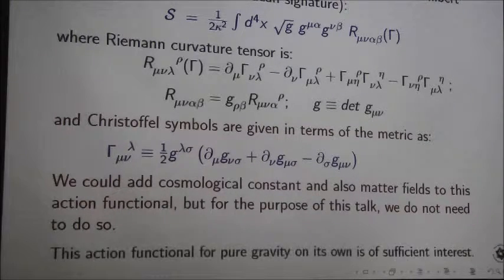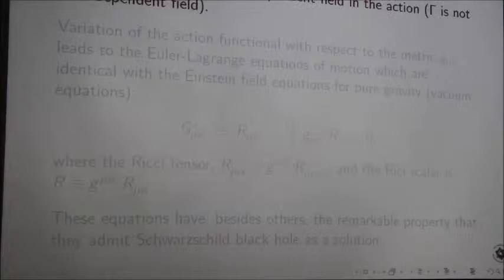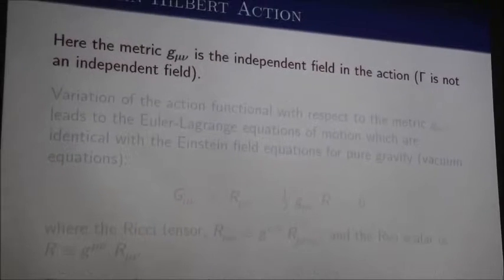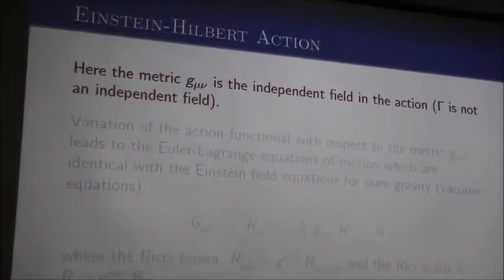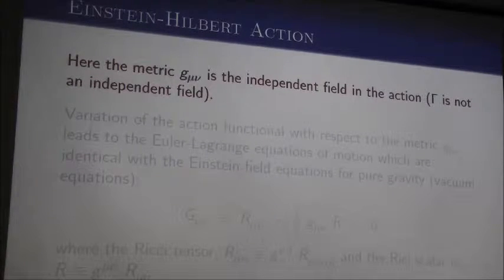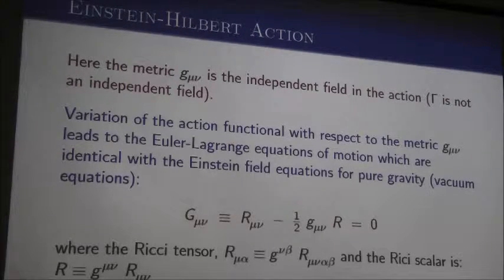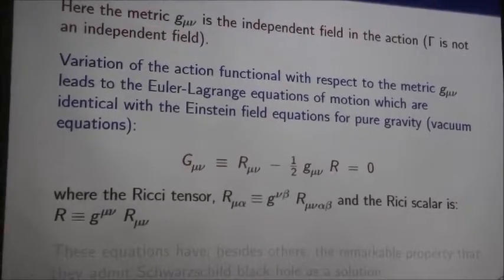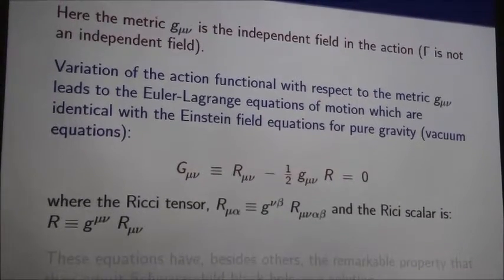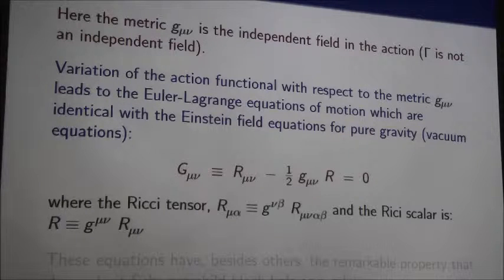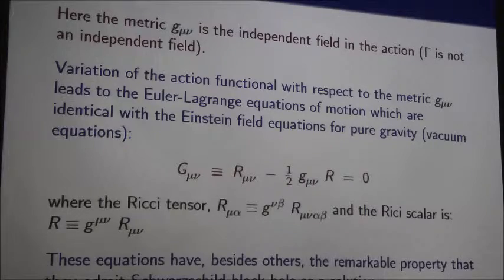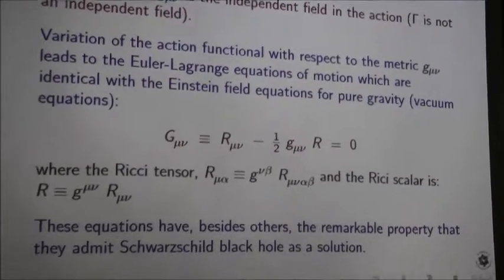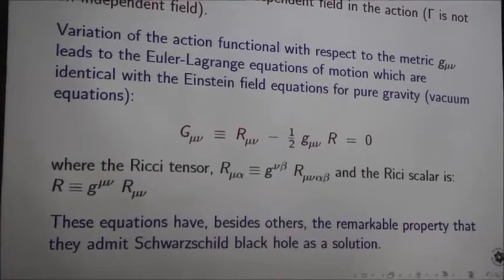The functional integral of this action functional for pure gravity on its own is of significant interest. The point to note here is that the metric g mu nu is the independent field, whereas the Christoffel symbol is not independent. It depends on the metric. The variations of the action functional are done with the independent field, the metric. That gives the Euler-Lagrange equations of motion, which are the same as the Einstein field equations, R mu nu minus half g mu nu R equals zero. This is an interesting structure. These equations admit black hole solutions.